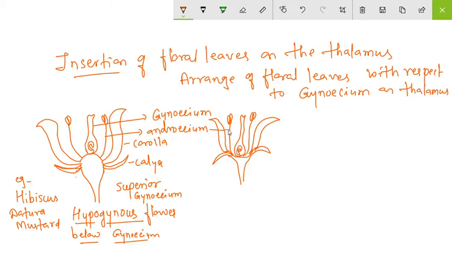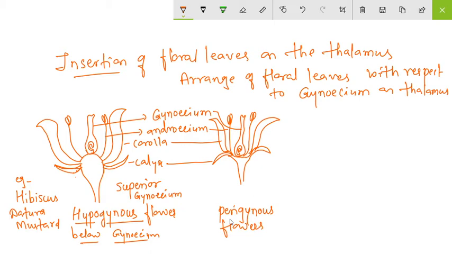So it is the androecium, the gynoecium, corolla and the calyx. In this, all these floral leaves, that is gynoecium, androecium, calyx and corolla, are all at the same position. Therefore such types of flowers are known as perigynous flowers.